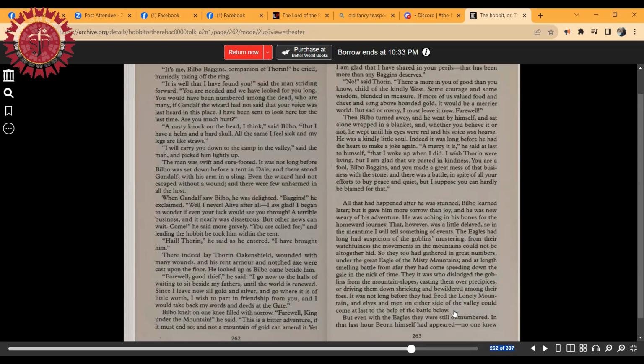And whether you believe it or not, he wept until his eyes were red and his voice was hoarse. He was a kindly little soul. Indeed, it was long before he had the heart to make a joke again. A mercy it is, he said at last to himself, that I woke up when I did. I wish Thorin were living, but I am glad that we parted in kindness.